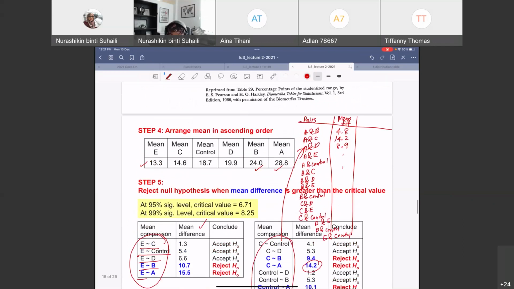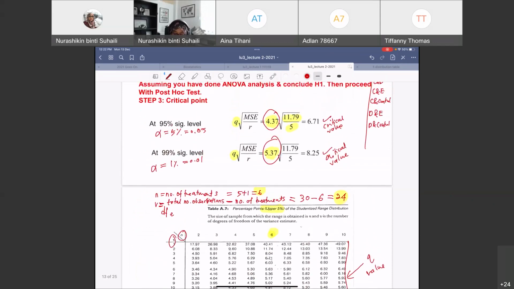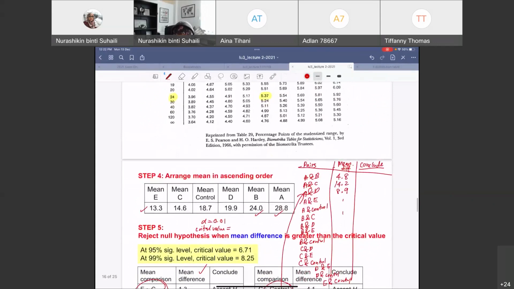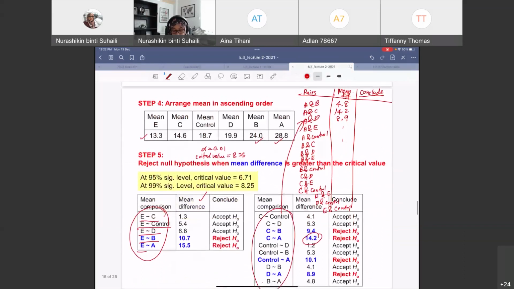Right. So the next thing here is to conclude. Okay, so what does it mean? So let's say we use alpha 0.01, and our critical value as what we calculated before is 8.25. Okay, say 8.5. You just solve for one critical value only. But in this example, both are given just to show how to find the critical value under two different alpha values.